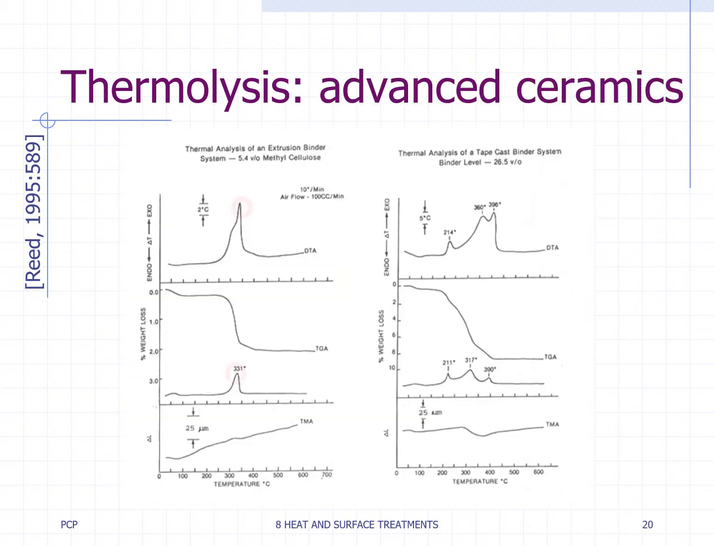The burnout of additives from an extruded and a tape cast green body is compared here. In the extruded sample, only a main peak can be seen at around 300 degrees C, corresponding to the combustion of the binder. In the cast tape, three main peaks are observed, respectively for a dispersant, a plasticizer, and a binder, which are eliminated at increasing temperatures.